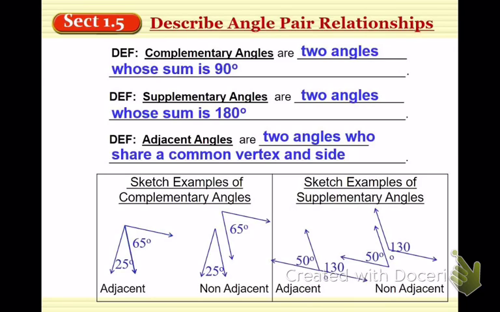Same deal with supplementary. Don't have to be adjacent. One could be in LA and the other one can be in Albuquerque. And as long as those two angles add to 180 degrees, they're going to be called supplementary. But they might be adjacent, like these guys right here. And if they are adjacent, then again, we get a free piece of information from knowing that. And that is, if we've got two adjacent angles that are supplementary, then they're forming a straight line, right? A straight line, a straight angle, same thing.